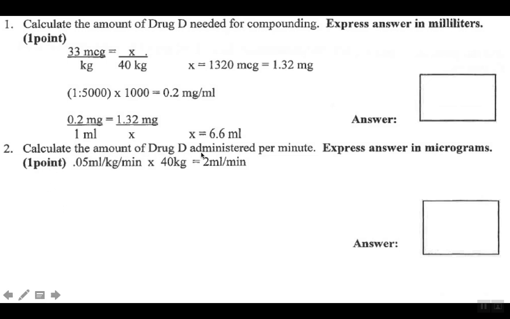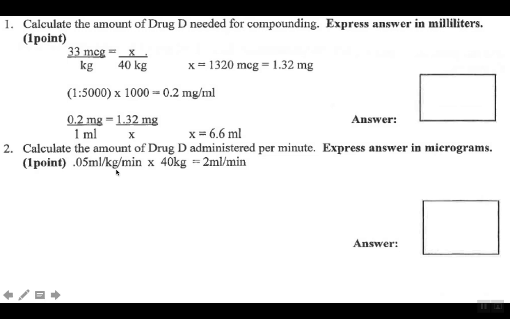Calculate the amount of drug D administered per minute, okay? So they provide you here with this. In this case, it's 2 ml per minute. This would have been so much easier if you knew the concentration of the medication of drug D in the bag, right? Because then you could just convert to find out how many micrograms is going to be 1 ml, and each ml, so in this case 2 ml, to get the answer. But you don't have that, right?